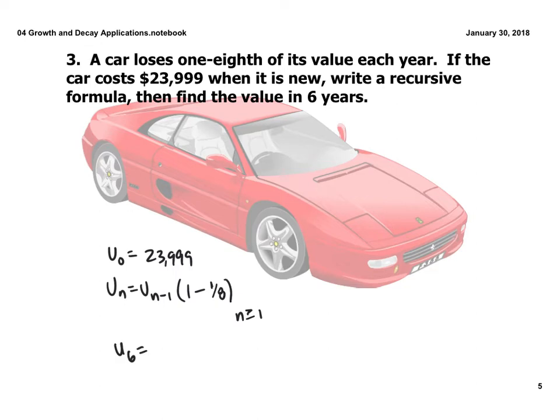So we're just going to look at u sub 6, which if we go to our calculator is going to give us a value of $10,770.64.